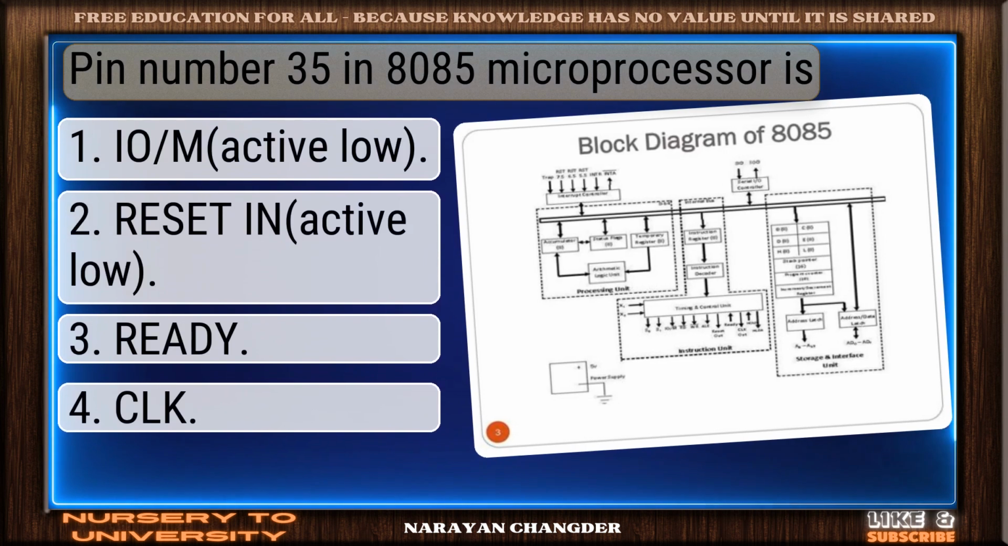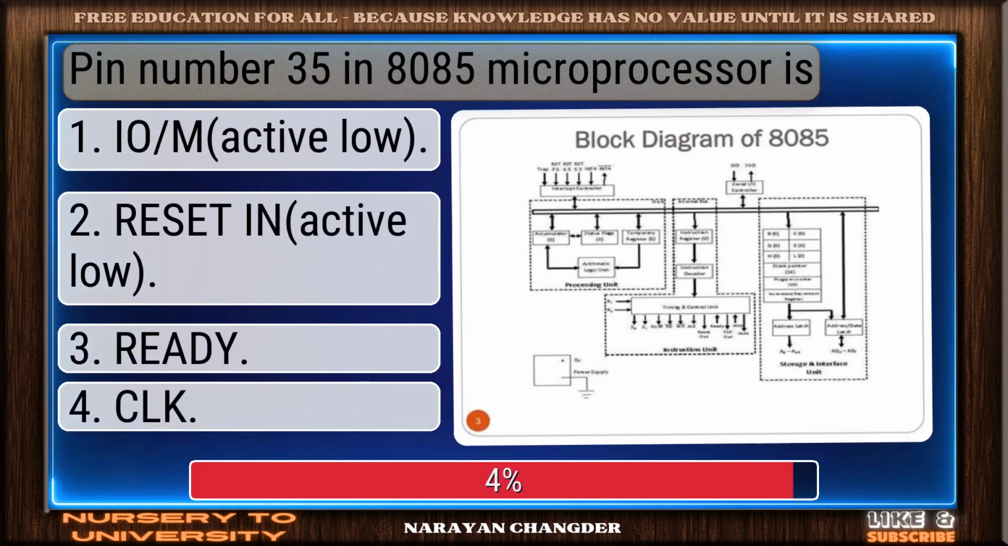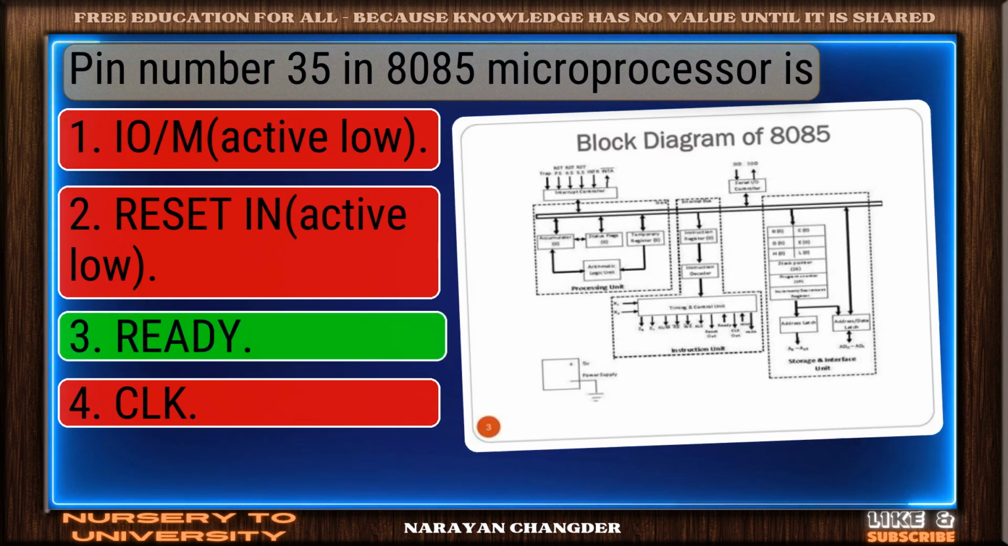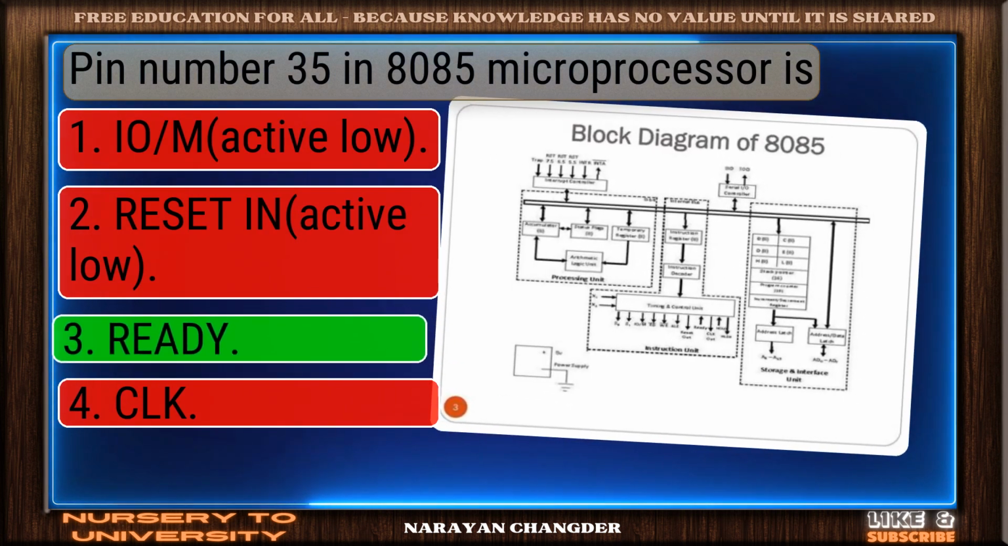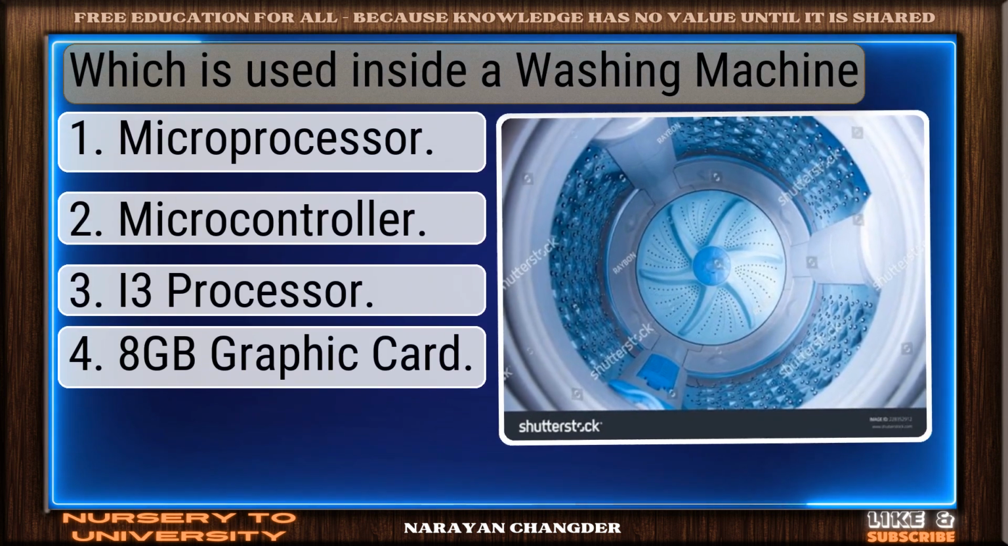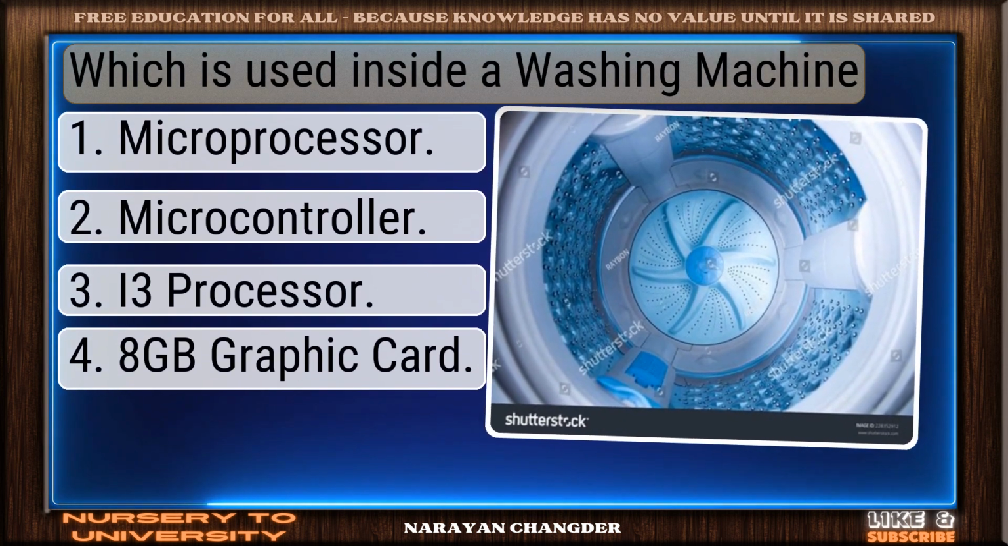Question number 39. Pin number 35 in 8085 microprocessor is. Nice selection. Ready is the correct and valid answer. Question number 40. Which is used inside a washing machine?